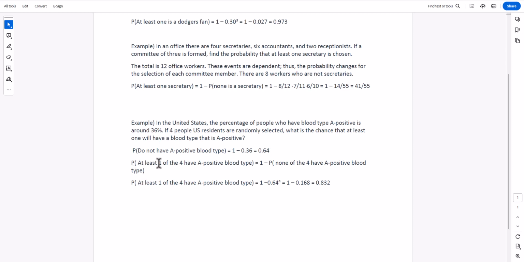So the probability that at least one has this type of blood type is 1 minus none of the 4 have that blood type. So 1 minus 0.64, and we're selecting 4 people, so we raise it to the 4th power. That's 1 minus 0.168, which is equal to 0.832.